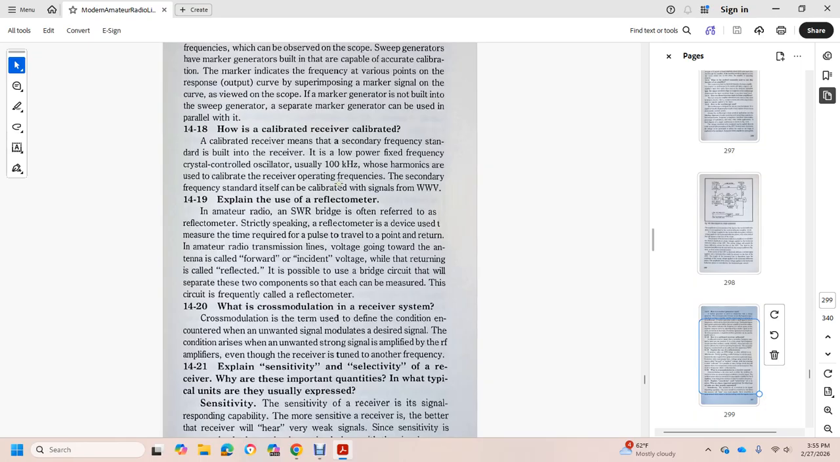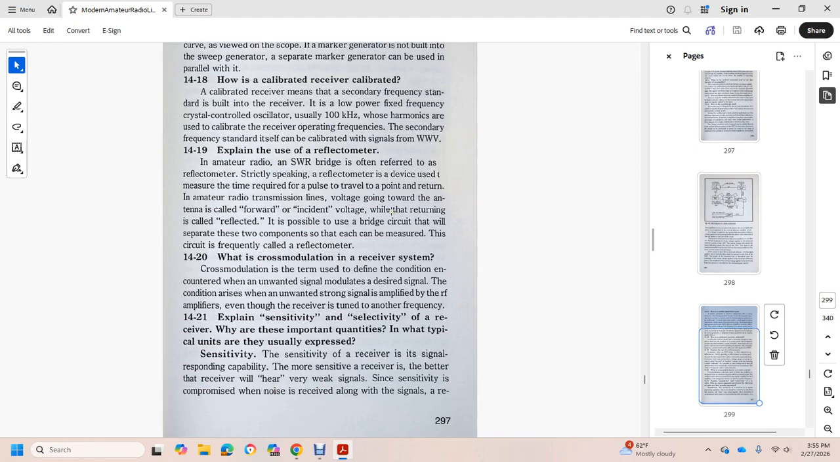With the cross-modulation receiver, the system with cross-modulation is determined by the condition encountered with the unwanted signal modulated with the desired signal, when the unwanted strong signal arrives at the radio frequency amplifier of the receiver tuned to another frequency.